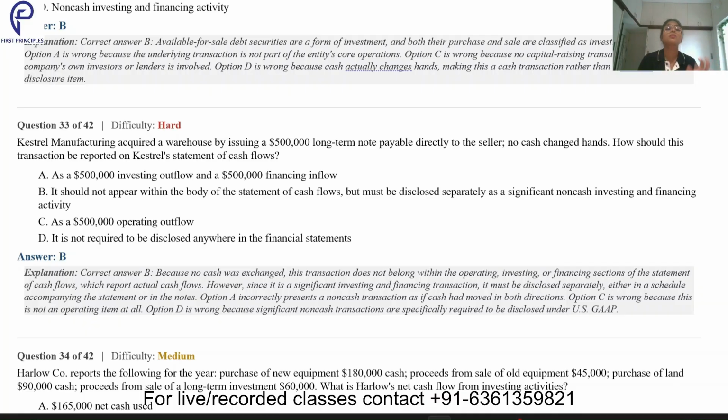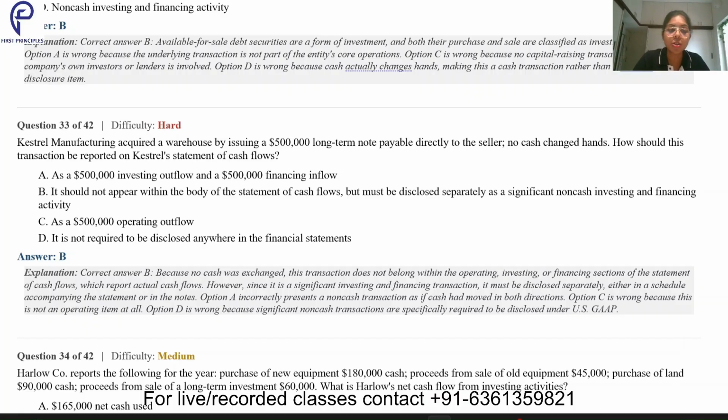Why? Because we have acquired something huge. We have bought something very significant for a business. Though we are not paying any cash, the users of financial statements should be aware of it. So that's why we should separately disclose it as a non-cash investing and financing activity. Option C, a 500,000 operating outflow. Is there any outflow of cash in this? No. So option C is also incorrect.